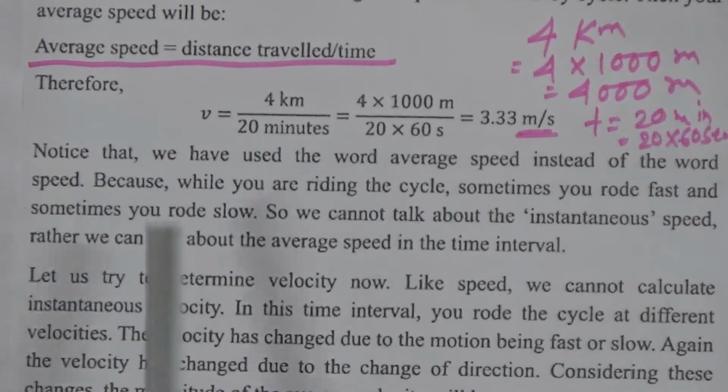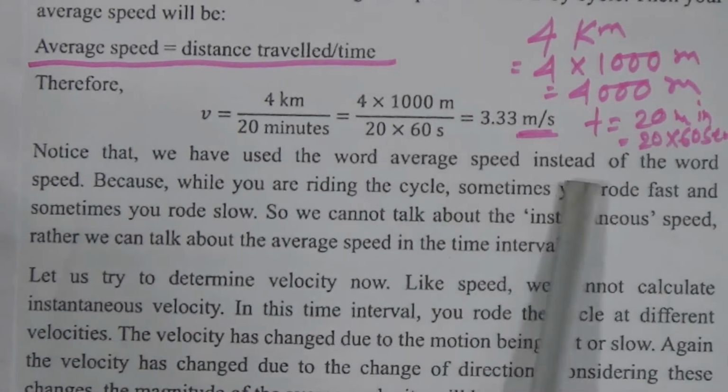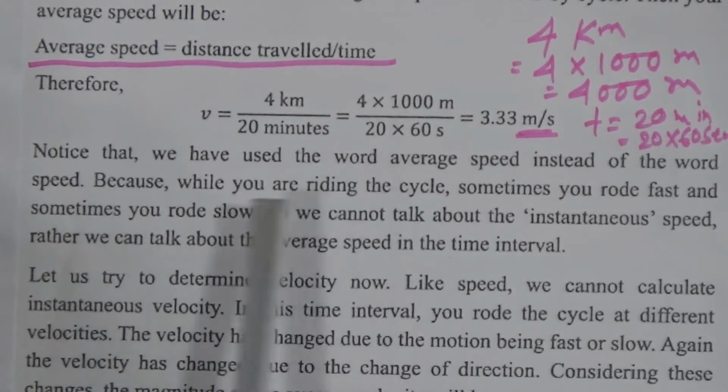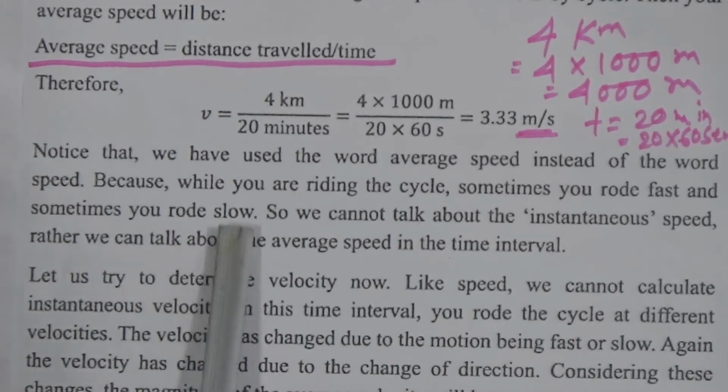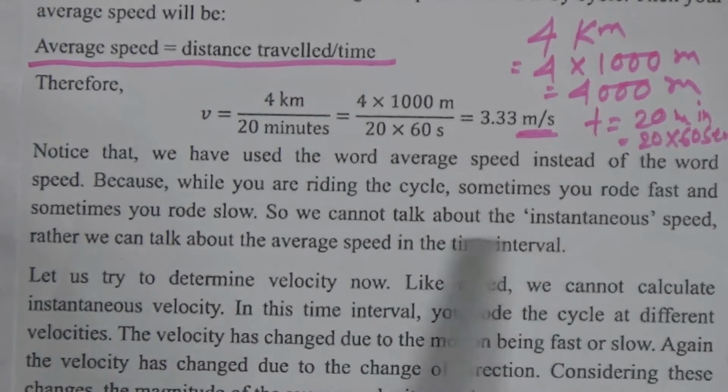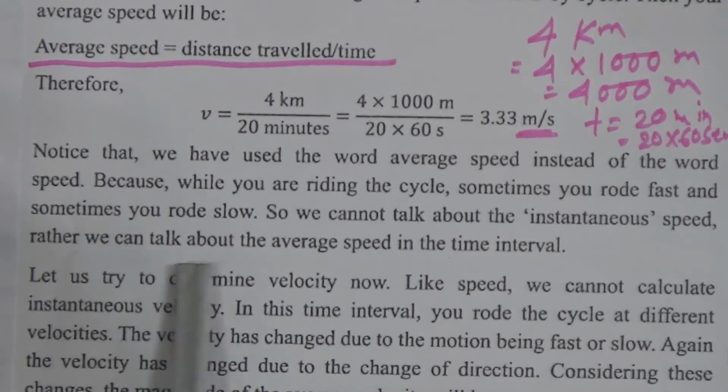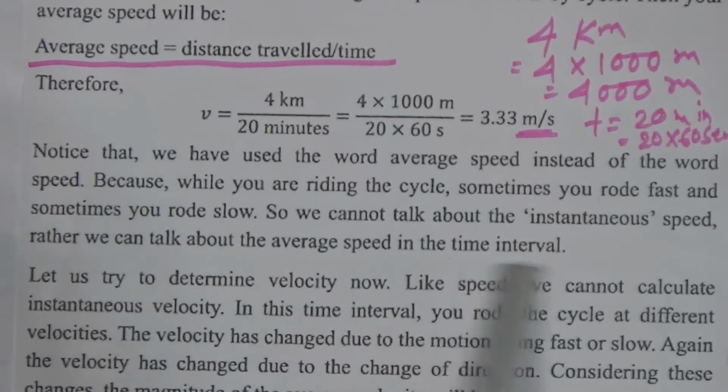Notice that we have used the word average speed instead of the word speed, because while you are riding a bicycle, sometimes you ride fast and sometimes you ride slow. So we cannot talk about the instantaneous speed, rather we can talk about the average speed in the time interval. Now come to velocity.